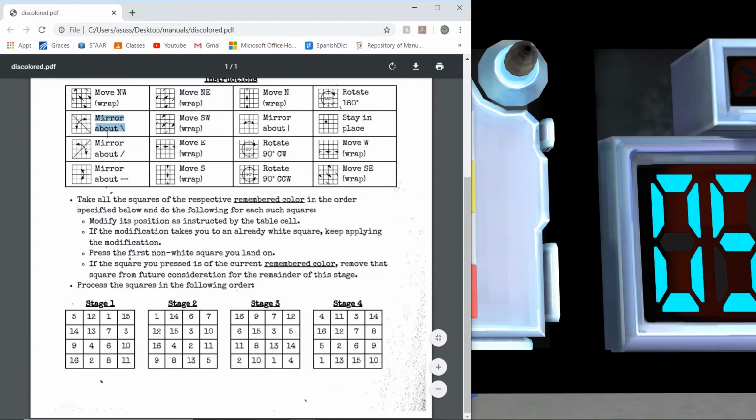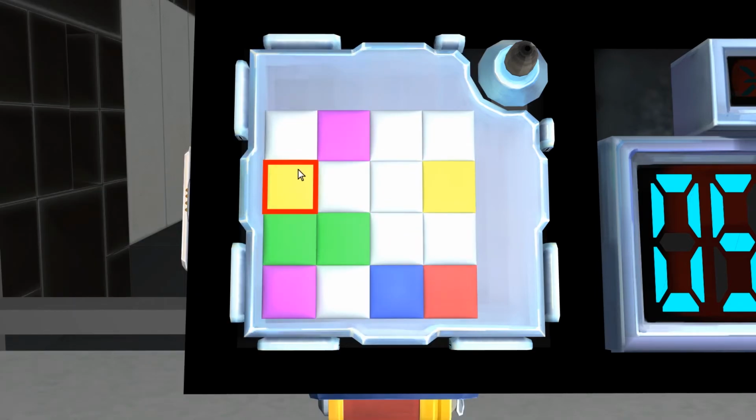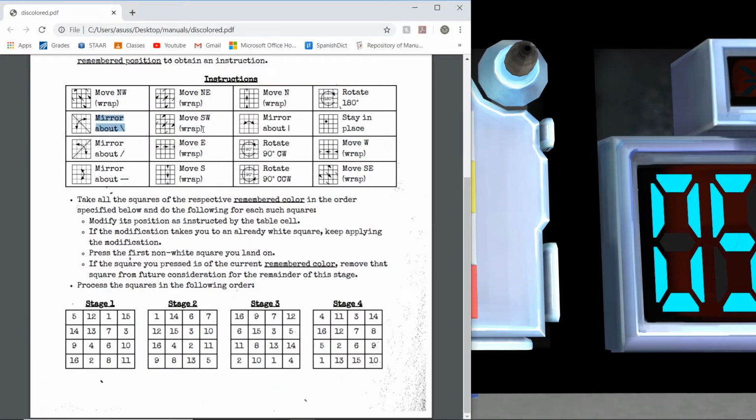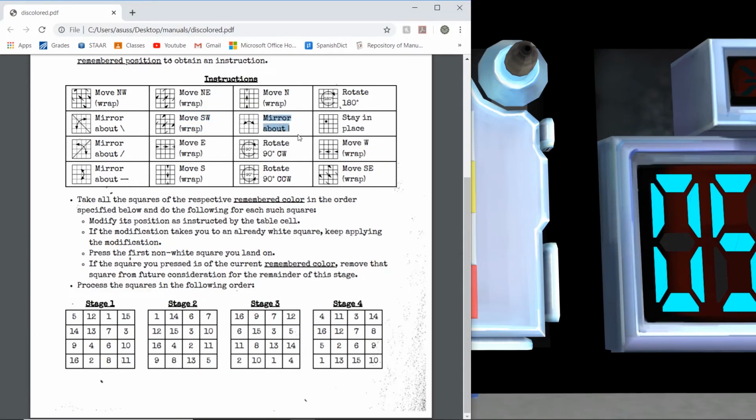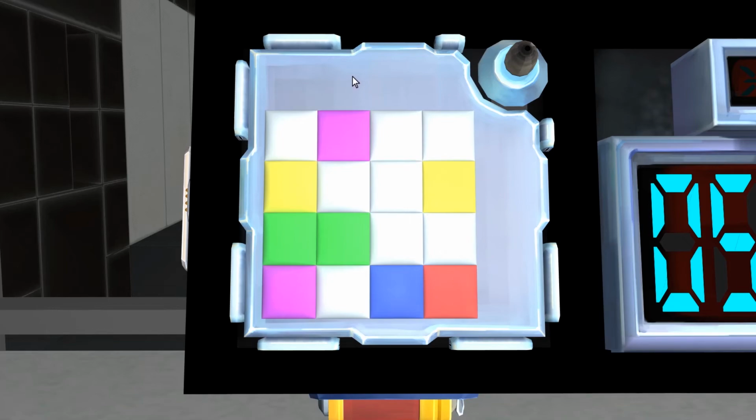If we mirror about the x negative y axis, these four stay as is, these two cross, these two cross, these two switch, these two switch, these two switch, and these two switch. If we move southwest, we start here, move south, and then west. If we mirror about the y-axis, then these two switch, same with these two, and these two, and these two, along with these two, and these two.